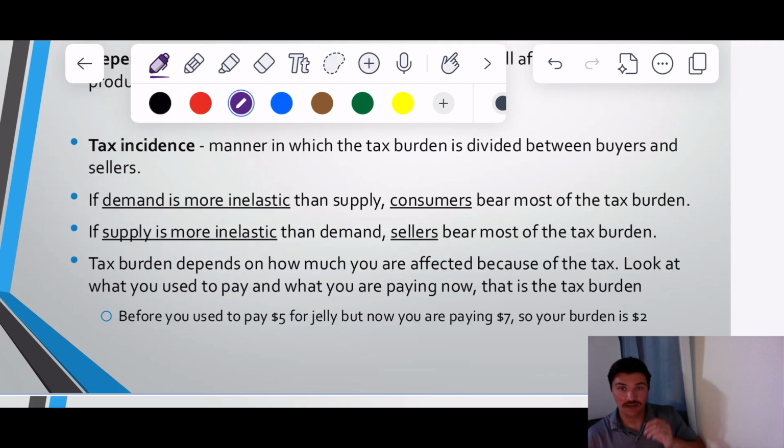So what we're going to see here is that if the demand is more inelastic than supply, then the consumers are going to bear most of the tax burden. The producers are still losing money compared to before, but the consumers are bearing most of the tax. For example, if the tax was $5, the consumers are paying an extra $4 and the producers are losing $1, right? So you're bearing most of the tax. But if supply was more inelastic than demand, sellers bear most of the tax.